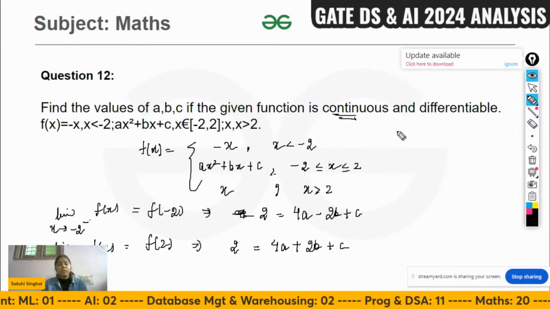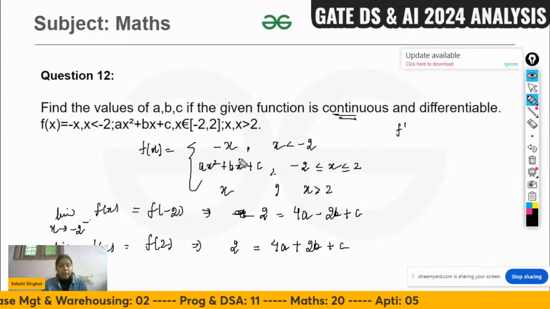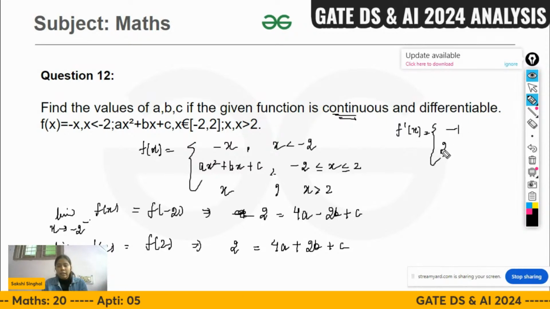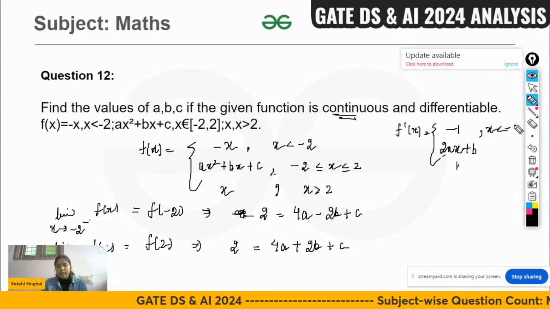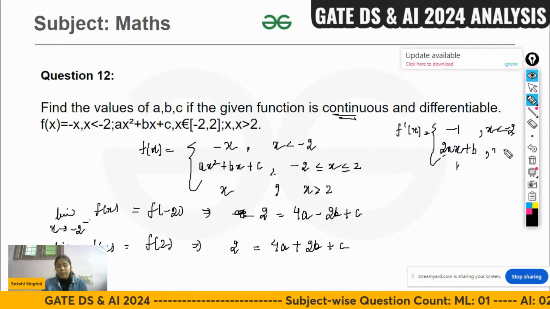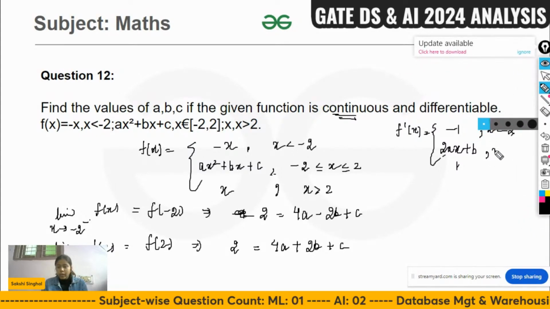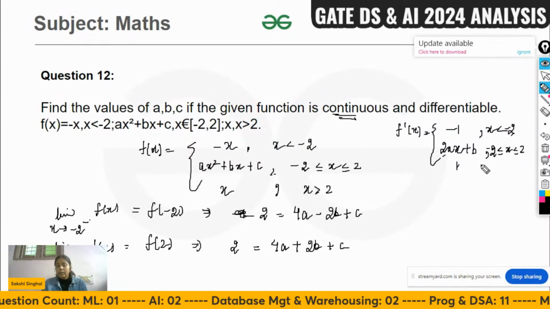So what would I do? I'll use the differentiation. I can write down the left hand limit for the derivative. Let's first find f dash x because it is given to me as differentiable. So I can write down here minus x, and I can write down 2ax plus b, and I can write down here 1. So x is less than minus 2, and I can write down this as minus 2 less than equal to x less than equal to 2.